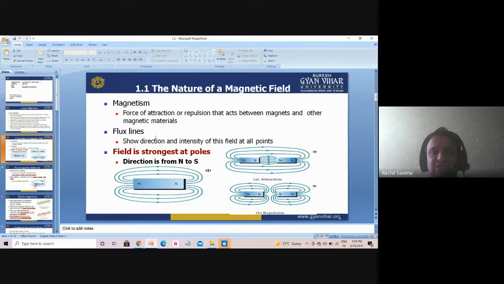Now, what are the flux lines? In the previous lecture I told you about the flux line. Basically the direction shows here: the lines go from north to south, then again south to north. So these are the lines, and they represent the flux line, and the direction is from north to south and south to north. If north to north, then repulsion, they repel each other. If south to north, then attraction.